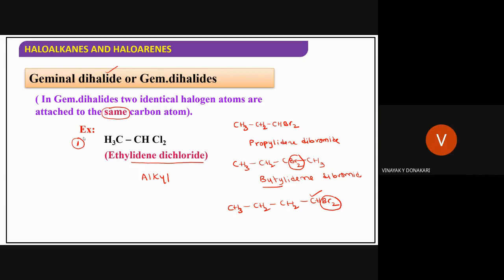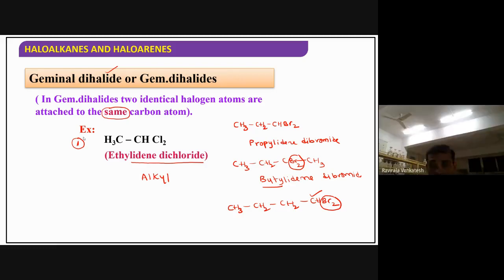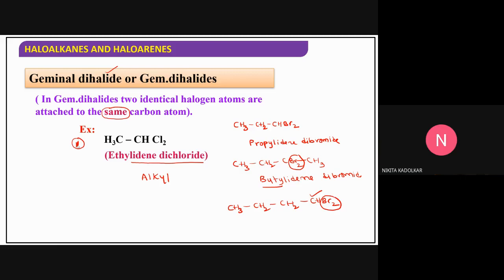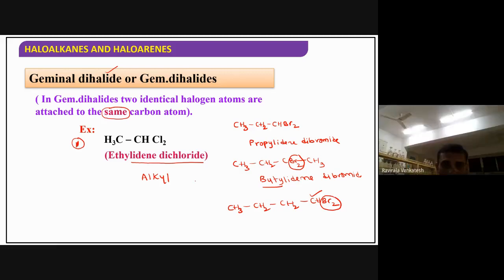2,2 dibromopropane. Yes, this one, first one. 1,1 dichloroethane. Very good. 1,1 dichloro. Di also you have to use. Don't forget di also. 1, I'm writing here. This is the first carbon. This one is the second carbon. But the first carbon is having chlorine 2 times, no. So how to call? 1,1 dichloro. Here put hyphen here. Dichloroethane.